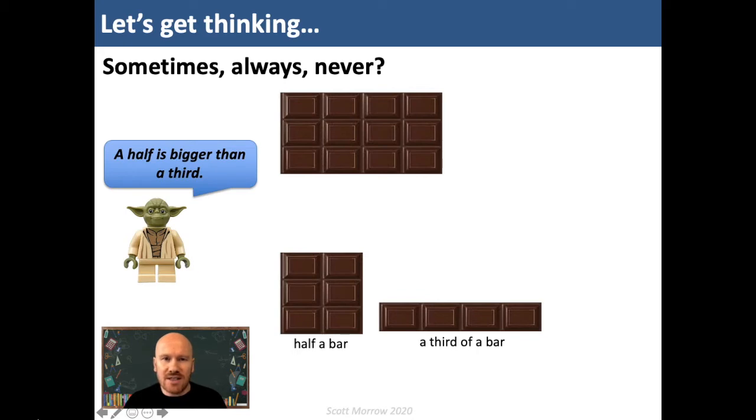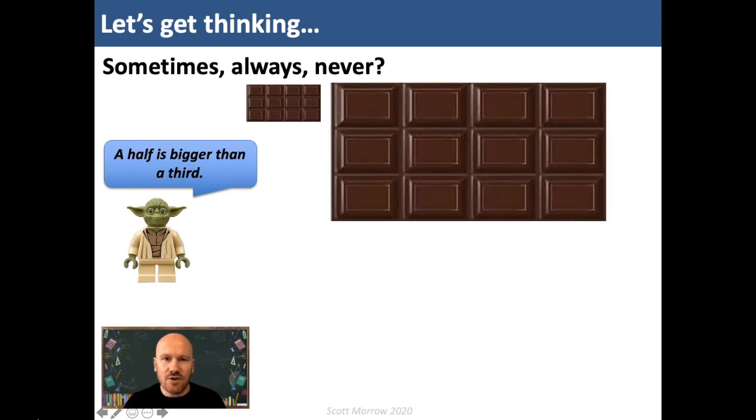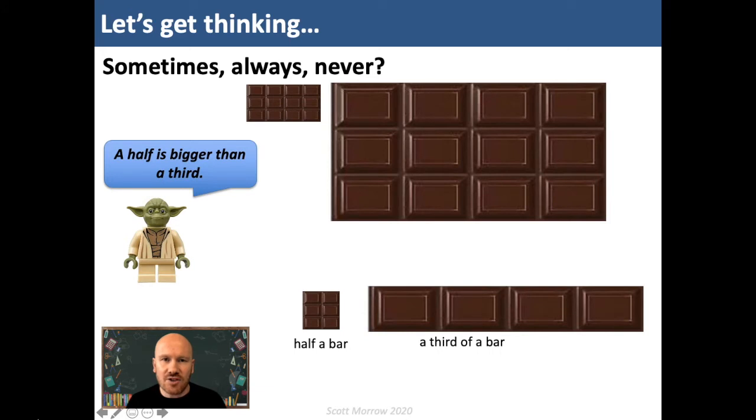This time, let's consider 2 different bars of chocolate. You can see we've got a small and a large bar of chocolate. Now here, if we take half a bar of chocolate, you can see that that half bar is considerably smaller than a third of the larger bar. So in this case, the third is actually bigger than the half.